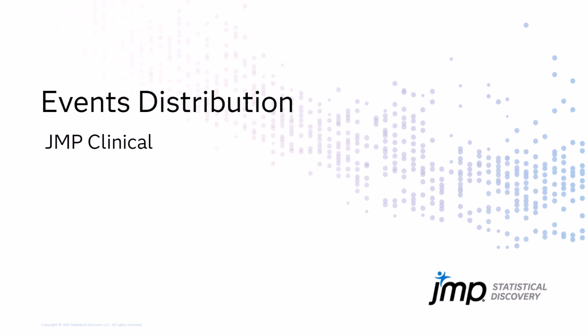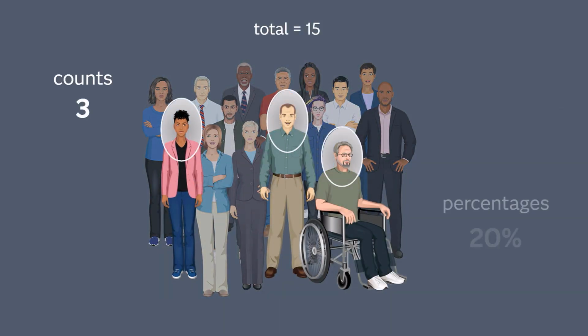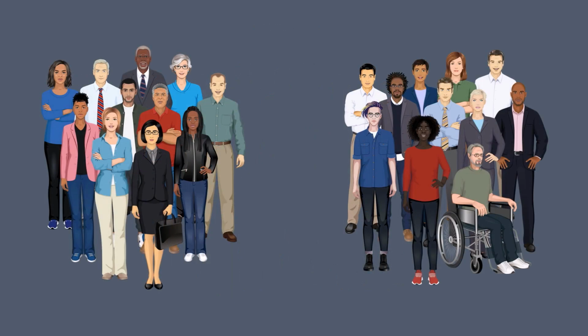Welcome to this tutorial on the JMP Clinical Events Distribution Report. This report is essential for comparing the counts and percentages of events from a specified events domain across treatment arms or other demographic groupings in clinical studies.